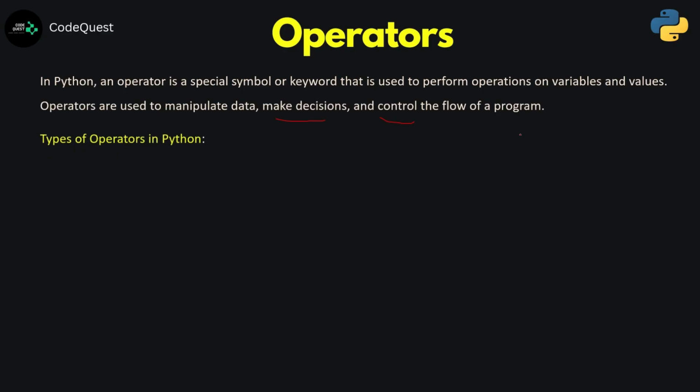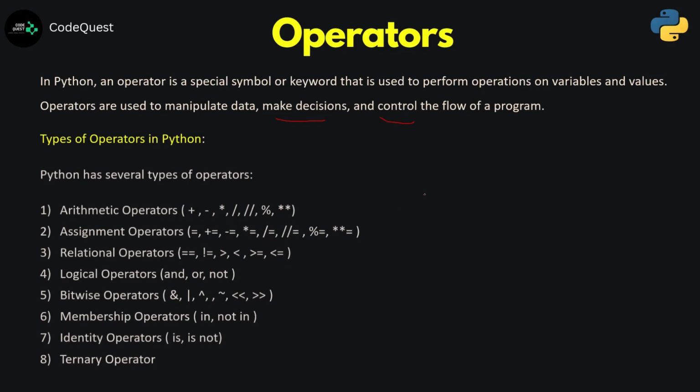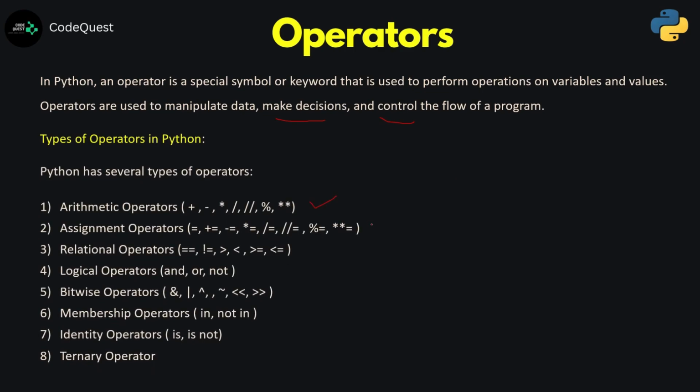Now, in Python, there are several types of operators like arithmetic operator, assignment operator, relational operator, logical operator, bitwise operator, membership operator, identity operator, and ternary operator. So like we said here, it can be a symbol or it can be a keyword. You can see in all these operators, everything is in the form of a symbol, whereas in membership operator or identity operator, we see there are certain words which are basically the keywords.